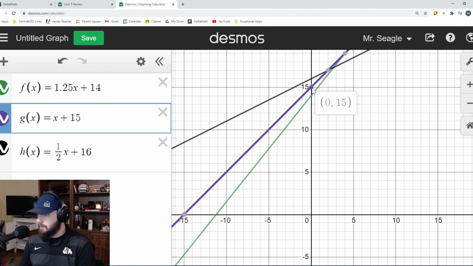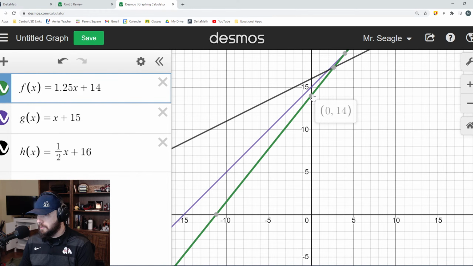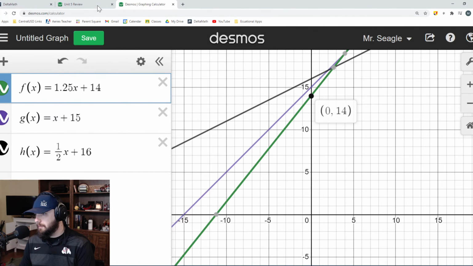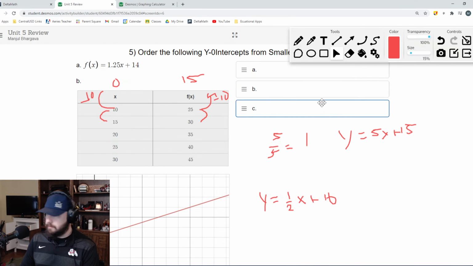And we're trying to write these by looking at our y-intercepts from smallest to greatest. So my smallest one is actually going to be letter A. So letter A is going to be the first one. And then letter B, because it's going to be this problem here, or the table. And then the last one is going to be the graph. So it's just going to be ABC in that order.